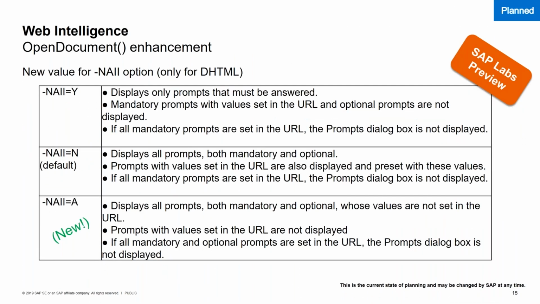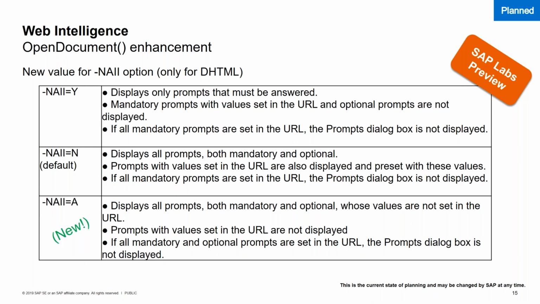Another small enhancement, this concerns the Open Document API. As part of this Open Document API, there is a parameter that you can use to build this Open Document statement. You have this NAII parameter that you can use to control which prompts have to be displayed when you call an open document involving several prompts.